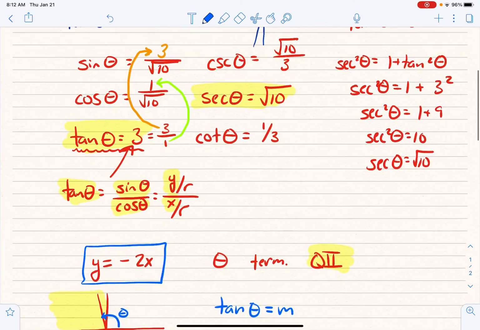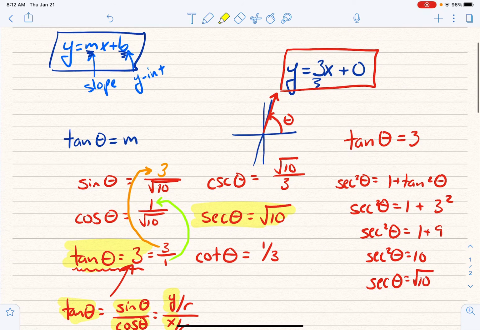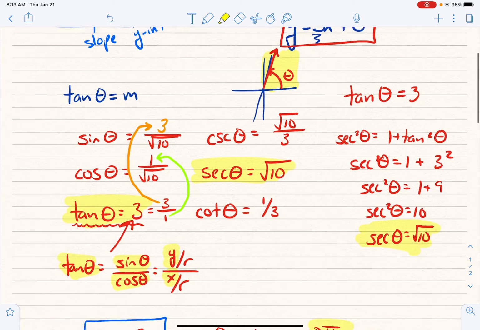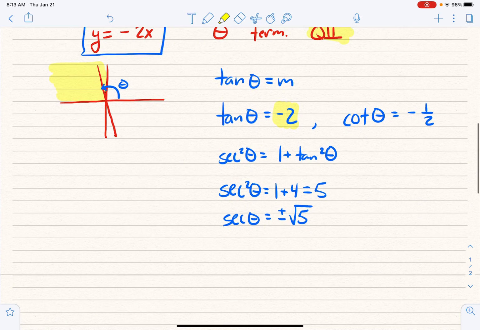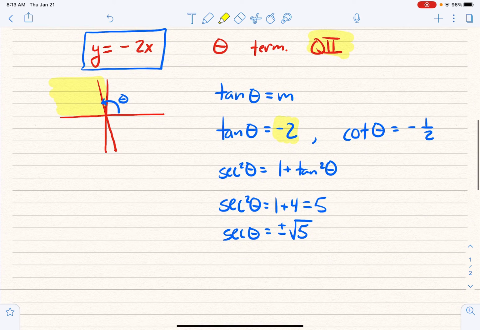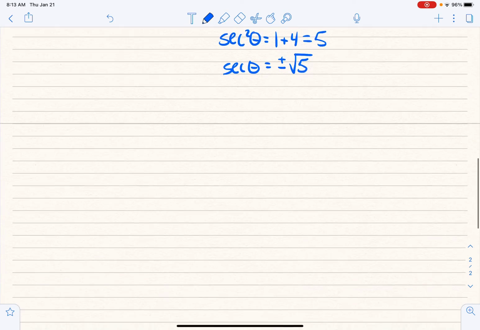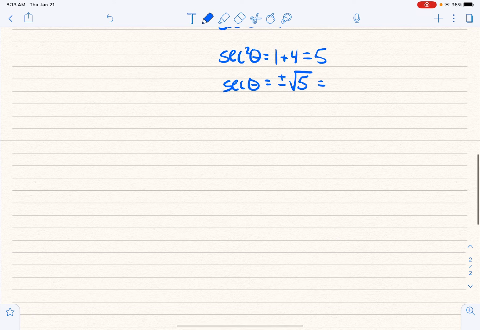Now last time I had kind of shown that we were in quadrant 1, so I didn't worry about the plus or minus. I should have addressed that right here, but we were in quadrant 1, everything's positive. Here we've got to pay a little bit more attention. We are in quadrant 2. And secant, remember, secant deals with x, and we are looking at a quadrant where x is negative, so we want the negative. Okay, so secant theta is negative square root of 5.